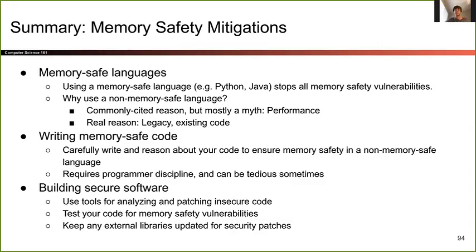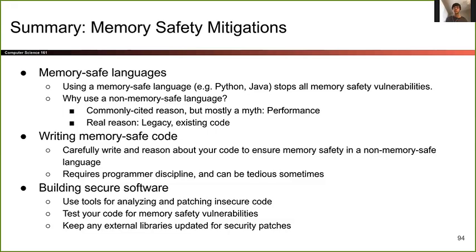So yeah, we talked about memory safe languages. If you use a memory safe language, it stops all memory safety vulnerabilities, and you should probably use them unless you're writing an operating system, because most likely you're never going to see a real difference in performance. We just use unsafe languages because existing code uses them. We talked about how to write memory safe code. So make sure you're using the correct memory safe functions, and make sure you have the discipline to add the checks that you need and to use the functions that you're supposed to use.